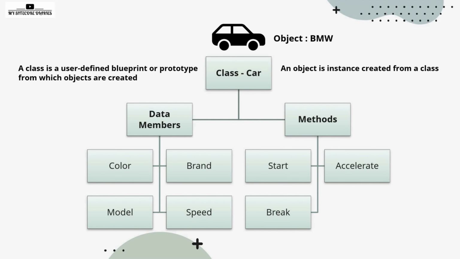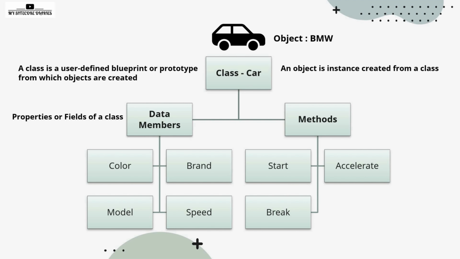Now what are data members? Before that, let's see what an object is. An object is basically an instance created from a class. Now you have defined your class, which is your blueprint. From that blueprint, that structure, you create an instance that is called an object. So here a BMW is your object. And now what are the data members? Properties or fields of a class.